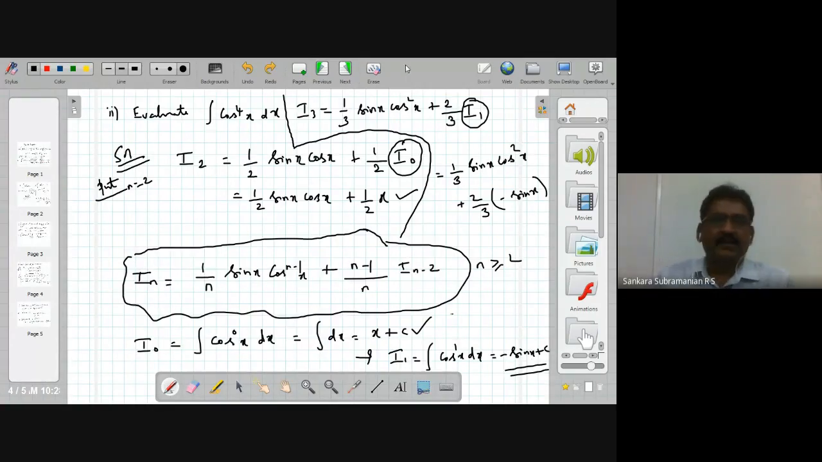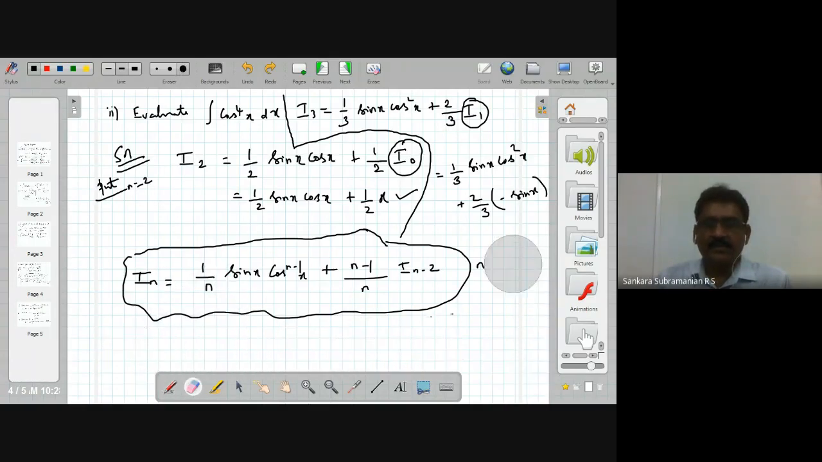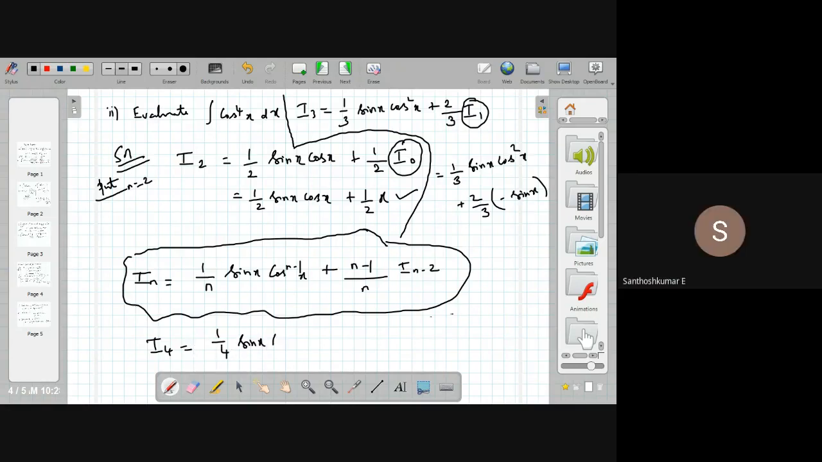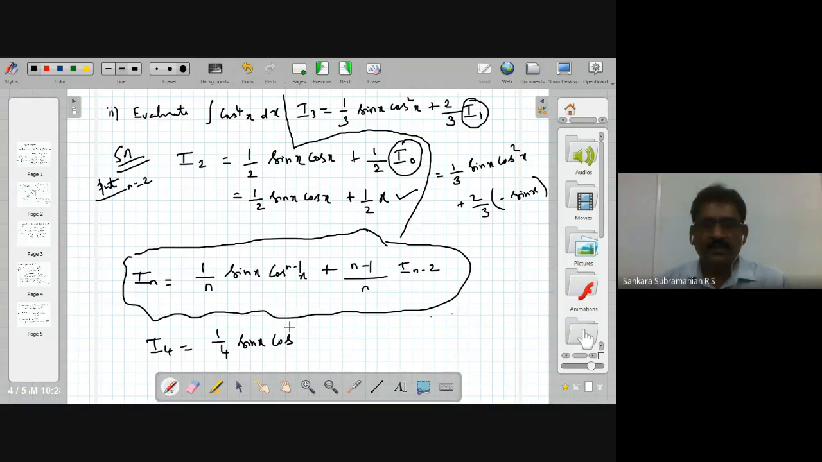Okay. I want to replace with I4, as he said, well said. I4 equal to 1/4 sin x into cos to the power 4 minus 1, that is cos cube x, plus 4 minus 1 by 4, that is 3/4, of I2. I2 இருந்தா போதும். So I2 க்கு வந்து I0 இருந்தா போதும். I1 கூட தேவையில்லை. Okay, fine.